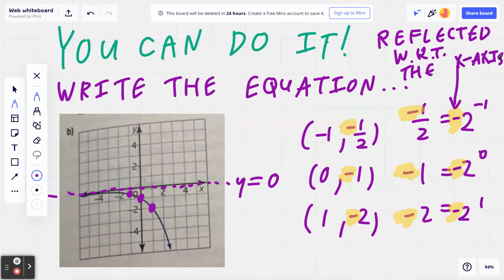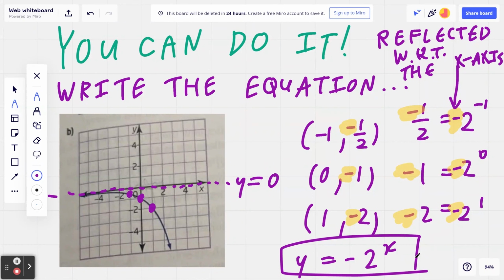which means I am putting all this together. It looks like it's going to be 2 to the power of x, but there's a reflection with respect to the x-axis. So the final answer is this graph appears to be the equation y equals -2 to the power of x.